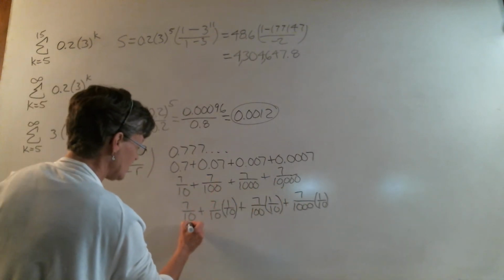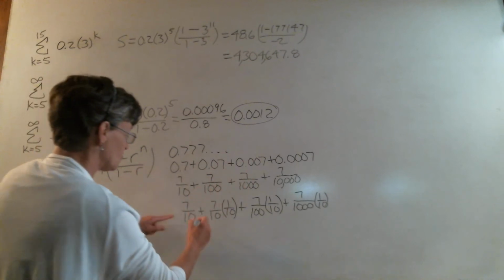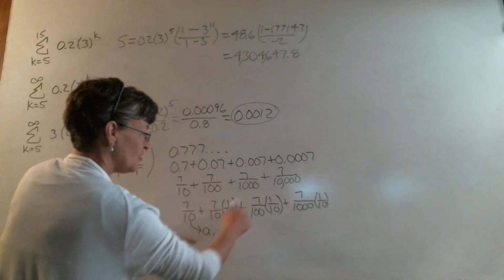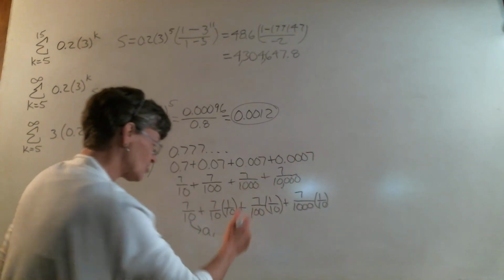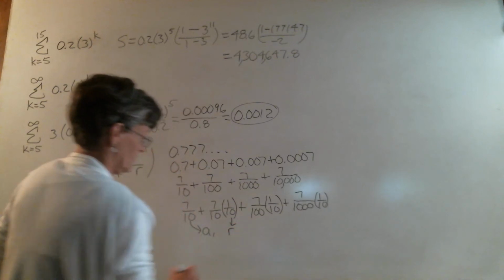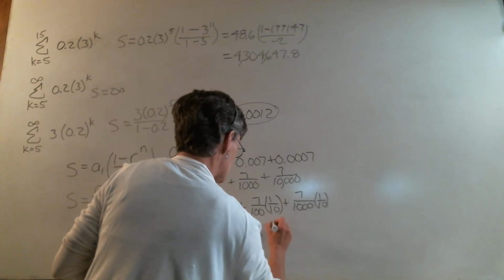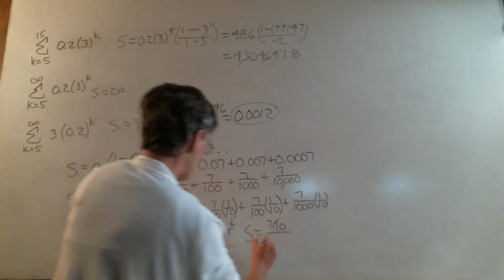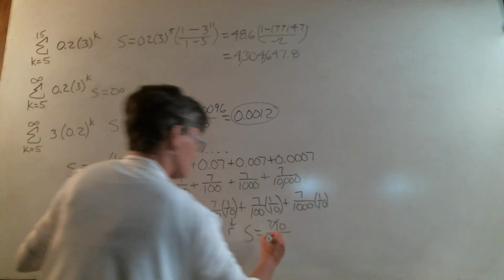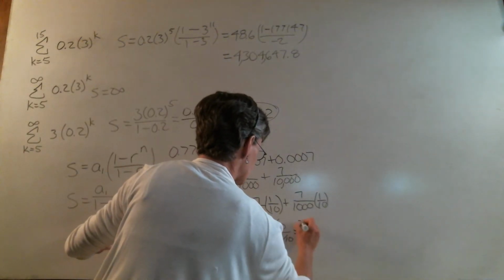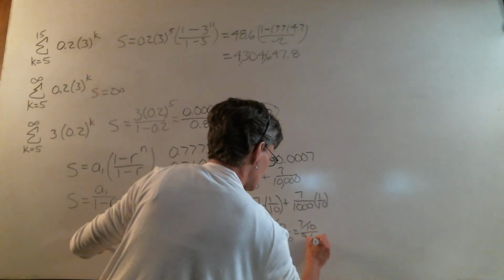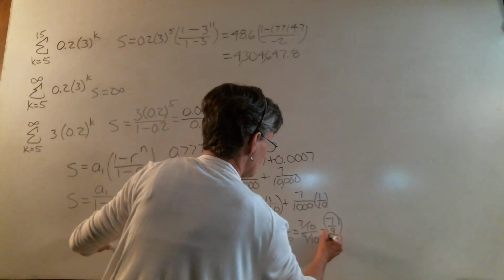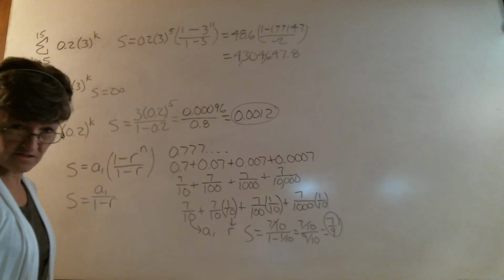So that means that I can see this as a geometric sequence where A1 is 7/10, and the number I'm multiplying by to get the next number each time is 1/10. So my sum then becomes A1, which is 7 over 10, over 1 minus R, 1 minus 1/10. And so this is 7 over 10 over 9 over 10. The 10s go away, and you get 7/9. And that's what the repeating decimal 0.777 is as a fraction.